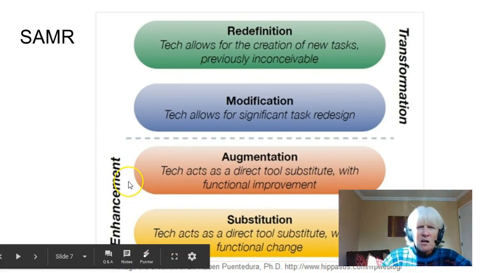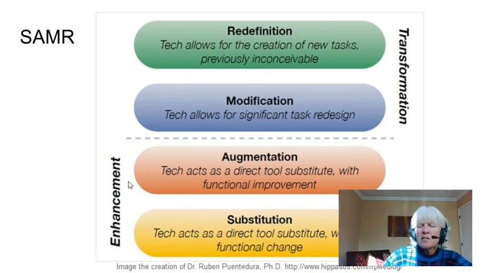So those 2 levels are considered ways in which technology enhances the lesson, but the lesson could still technically be accomplished without it. The upper 2 levels: level 3 is modification, and that would be a situation in which the technology allows students to do things that they really couldn't do without it. So, for example, collaboration with various tools, the creation of digital products.